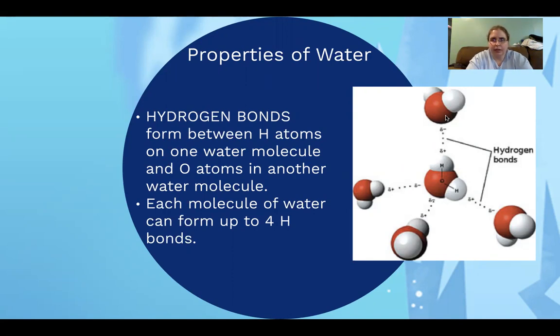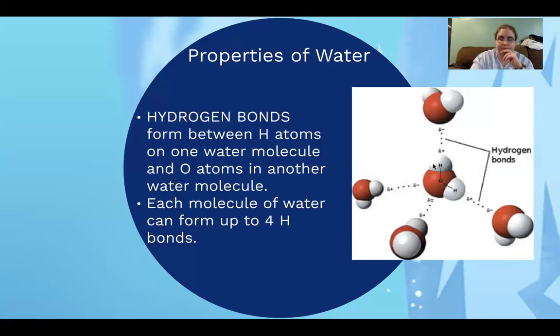Now, as you can see again from the picture, each water molecule can have up to 4 hydrogen bonds: one from one hydrogen, one from another, and then there can be 2 on the oxygen from other water molecules. So they can each form up to 4 hydrogen bonds. And it's this idea of the hydrogen bonds due to polarity that will allow for all these properties we're about to discuss.